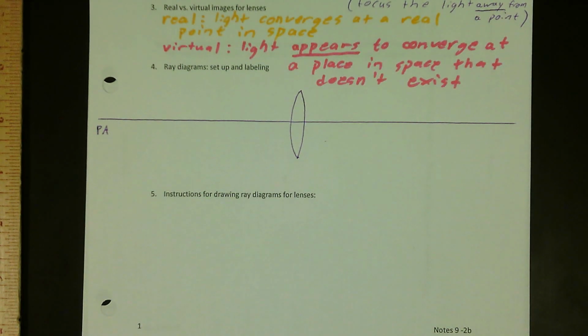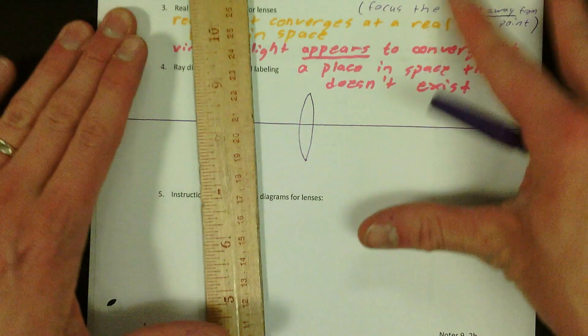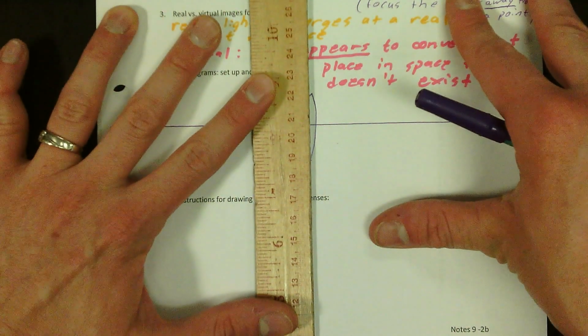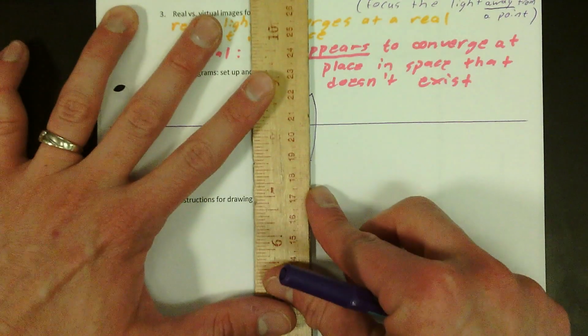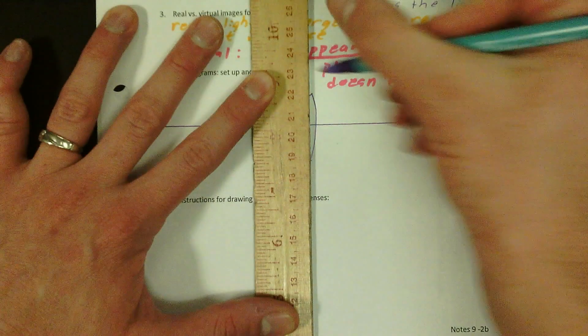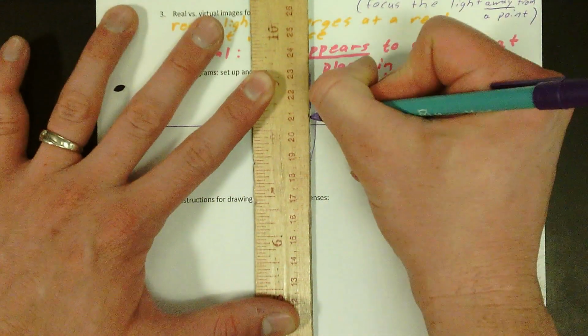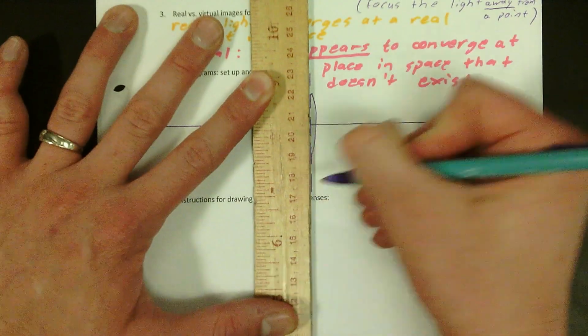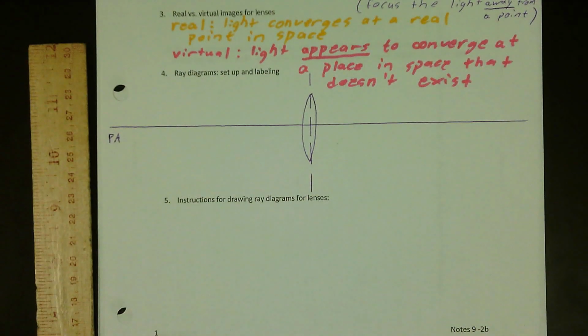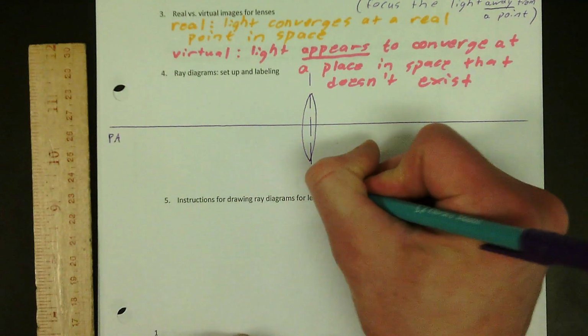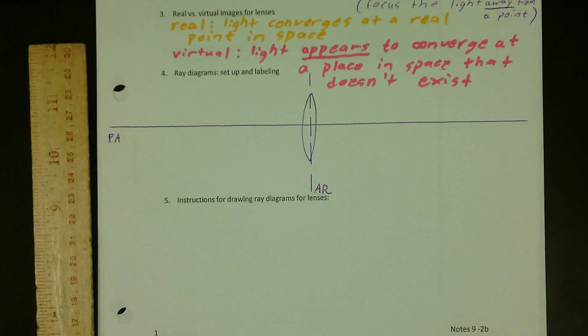Okay. So the lens you just draw kind of in the middle of your page. Okay, next thing you do is you draw a vertical line that goes straight through your lens and is perpendicular to the principal axis. I usually draw it as a dashed line so I can tell the difference between it and the principal axis. And you just draw it like that. It's called the axis of refraction. Again, that name is not important. It's where the light bends.